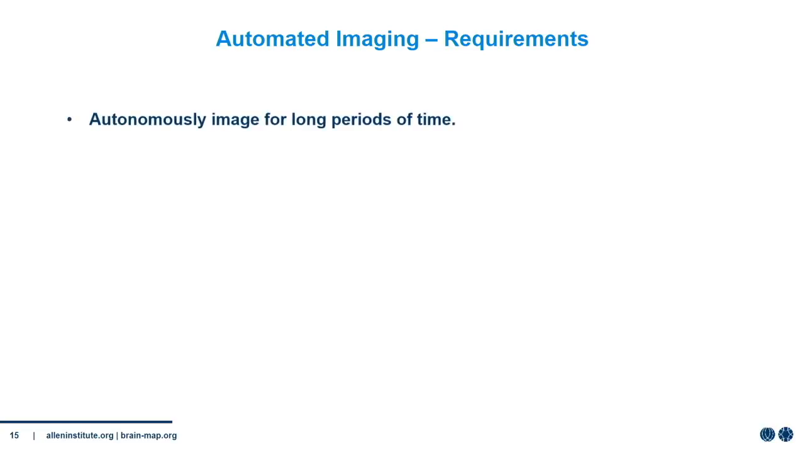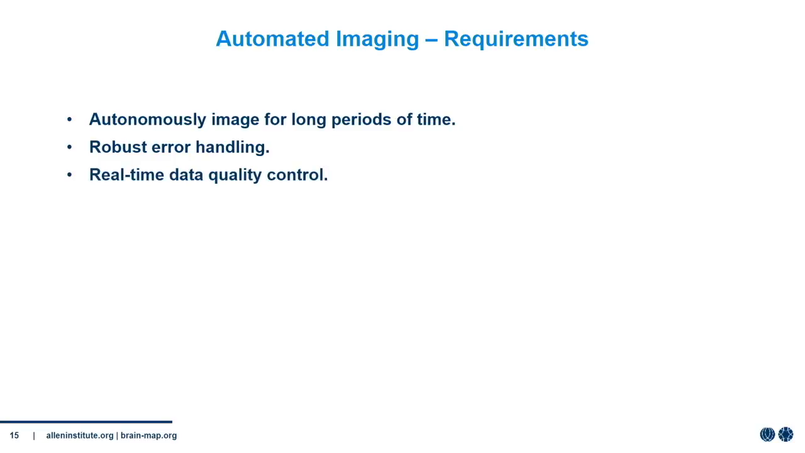First, we need to have the microscope image by itself for a long period of time. Not many electron microscopes out there you can buy off the shelf can do that. Second, it needs to handle errors robustly and self-correct any non-critical errors to basically maximize your uptime. Thirdly, we need to have real-time data quality control.